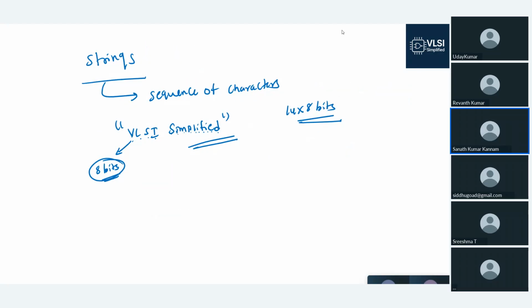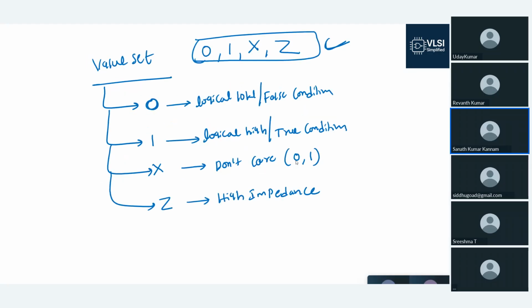And next, strings. If you take any example like ABCD, space also is taken as a character, 8 bits each. So ABCD will take 4 characters of 8 bits each, which is 32 bits. And the value set we already saw: 0, 1, X, Z. So this is about today's session. I hope you understood this session.